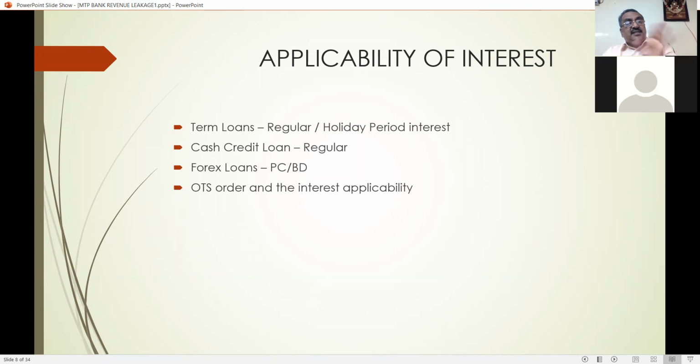If the settlement has exceeded, so instead of 2 months, the party has made the payment in 5 months, then the bankers have to collect additional 3 months' interest from the party. Okay, this is called the one-time settlement order.